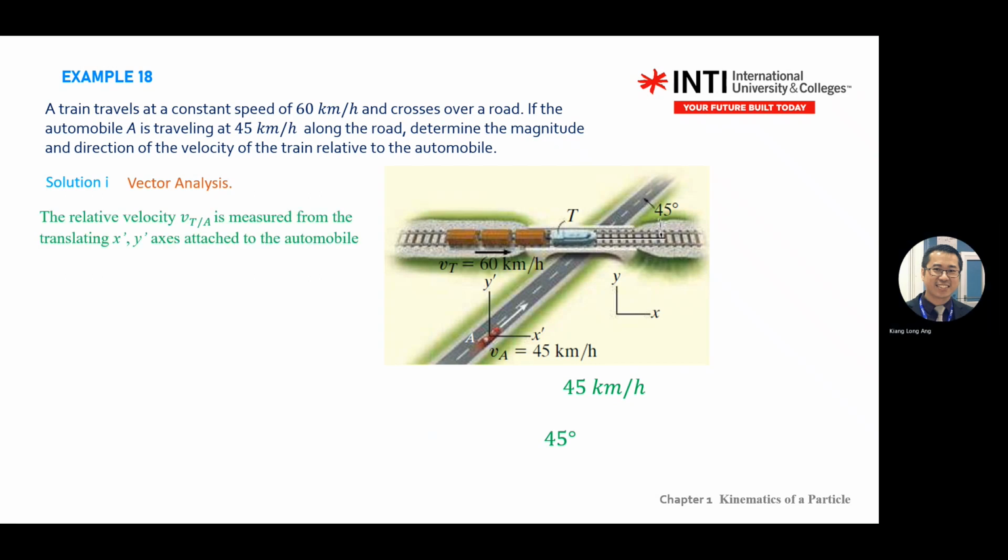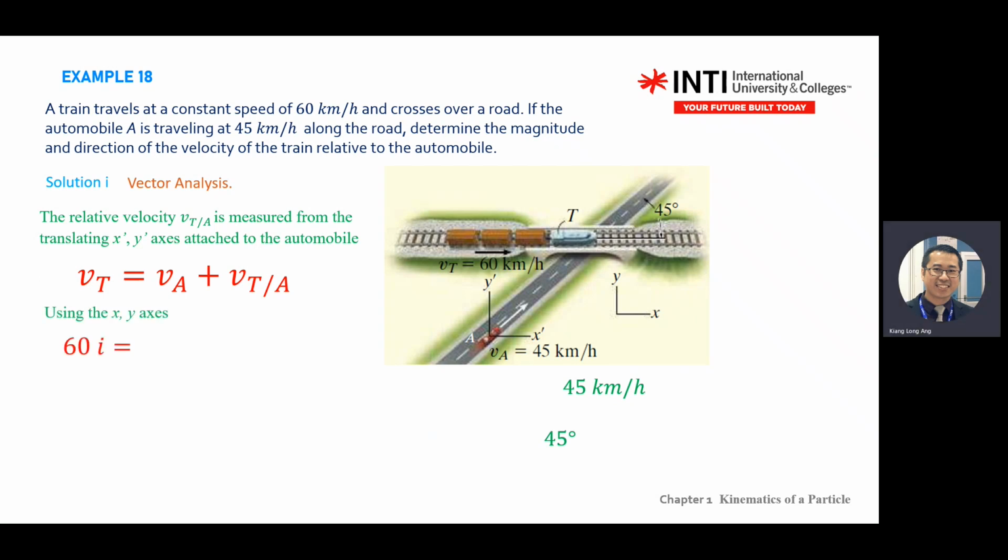Vector analysis. The relative velocity of the train to A is measured from the x prime, y prime axis. So you write the first equation: Vt equal to Va plus Vt stroke A. Or you can write it this way: Vt stroke A equal to Vt minus Va. Same meaning.